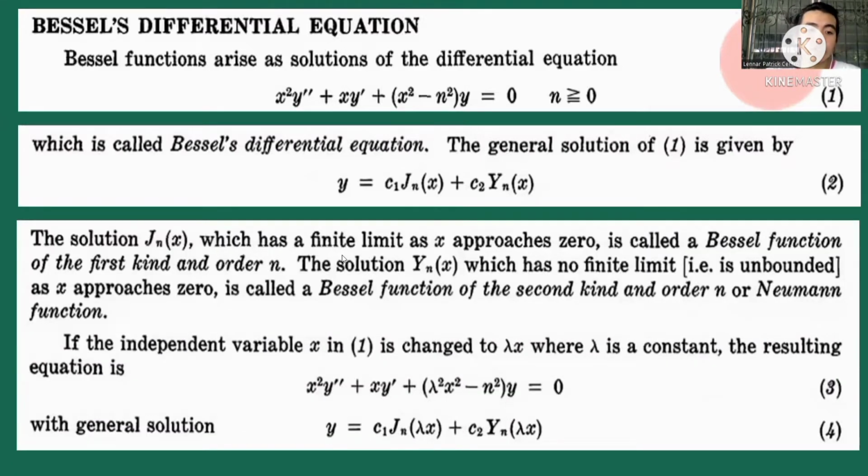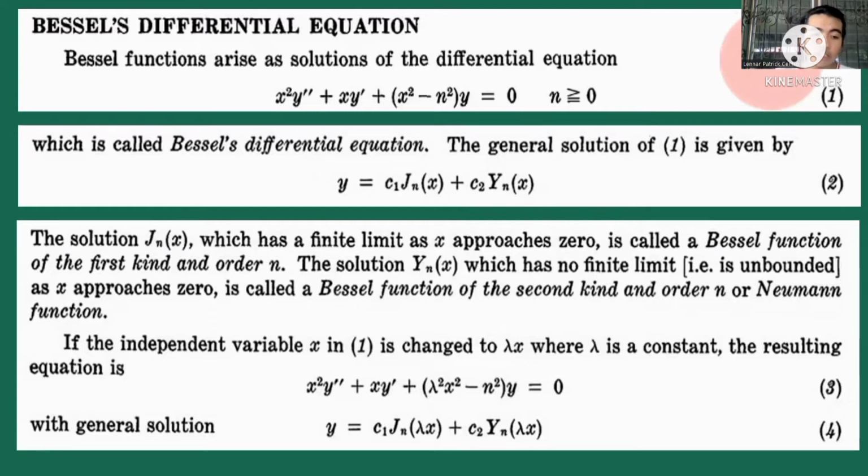So next tayo. The solution J sub n of x which has a finite limit as x approaches 0 is called the Bessel function of the first kind and order n. Yung solution y sub n of x naman, na kung saan wala siyang finite limit or is unbounded as x approaches 0, is called naman siya na Bessel function of the second kind and order n or Neumann function.